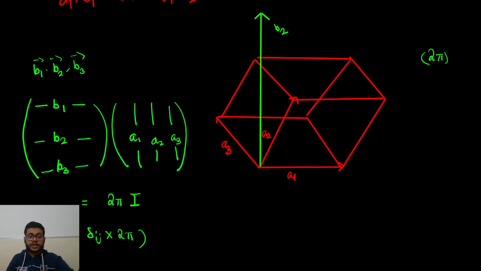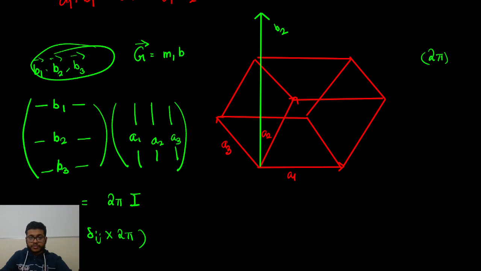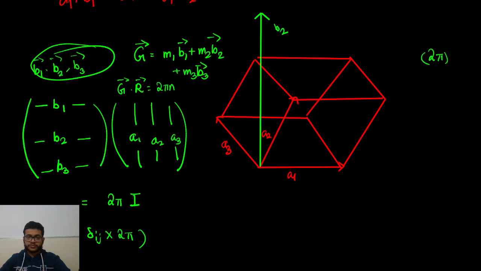So if you multiply b1 and a2, where i and j are different, you will get 0. But if you multiply b1 and a1, the same index, you will get 2 pi. And if we have b1, b2, b3 like that, you can easily prove that any g vector which can be written as this will satisfy this condition for sure.